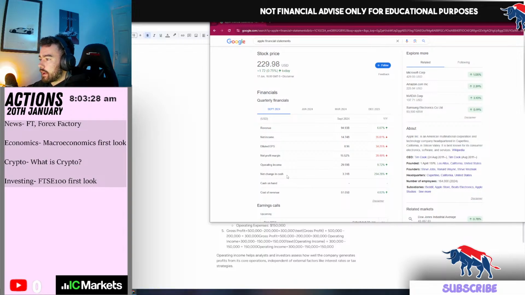Net change in cash. So they're quite cash rich. Look at that, 294%. So they've got some money to potentially invest. Cost of revenue. What is cost of revenue?